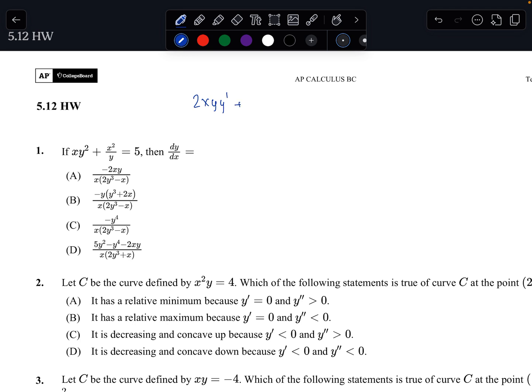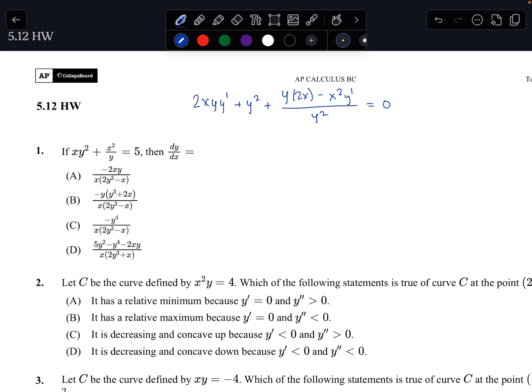plus the derivative of the first, which would be 1 times the second, plus then we're going to have to use the quotient rule on that term right there. So that's going to be low d high minus high d low, square the bottom, and that's going to be y squared. That's going to be equal to 0.